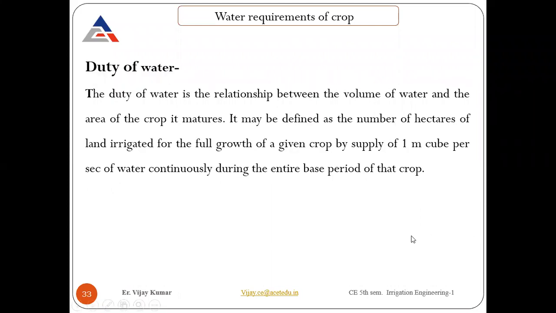Next we have duty of water. What does duty mean? What are the things we need to understand here regarding duty? Duty is basically the relation of depth of water with the base period and the water we supplied. So read it carefully, try to understand it. It's a very technical term. Many people get confused about it. What does duty mean?